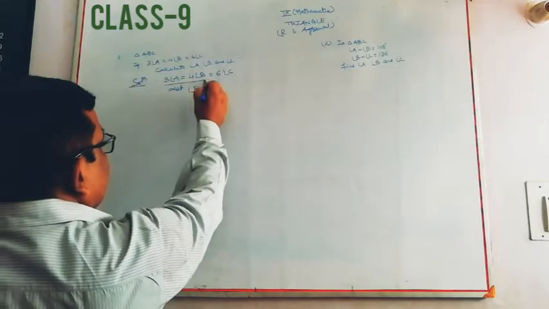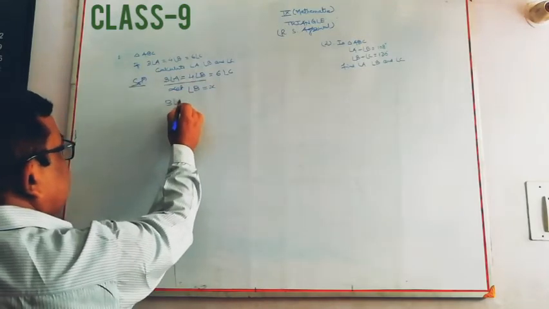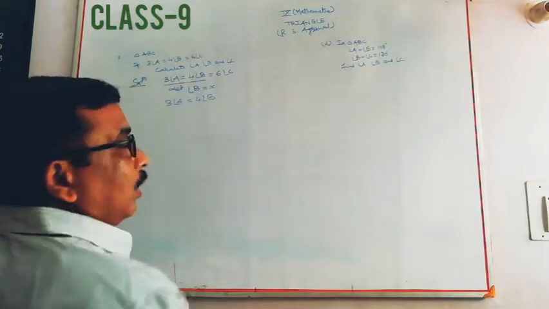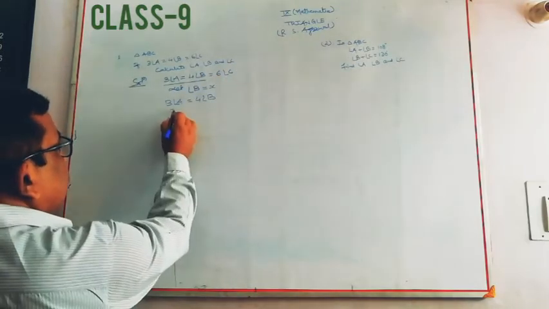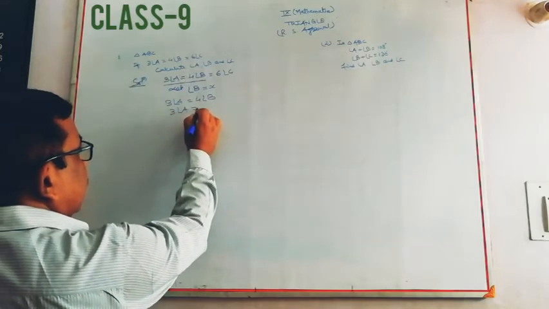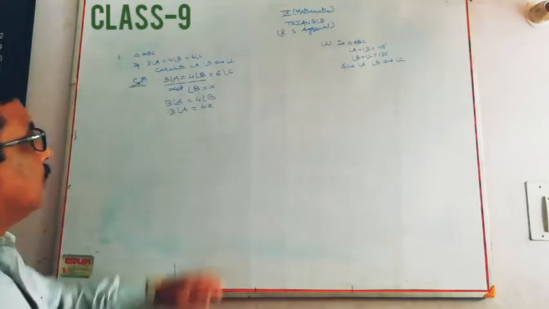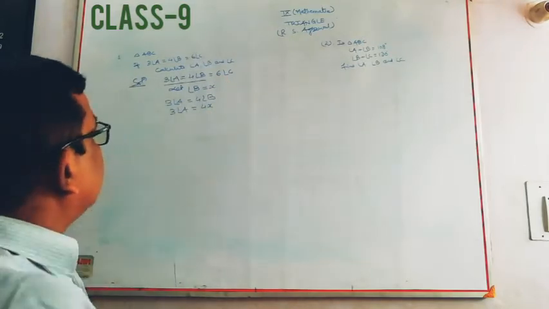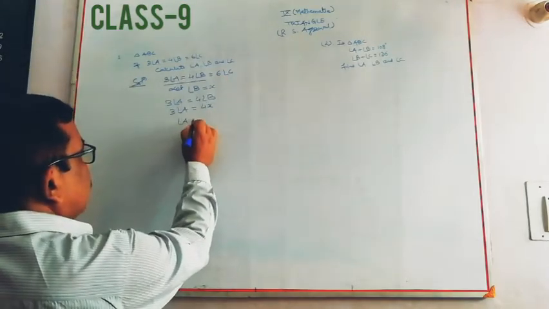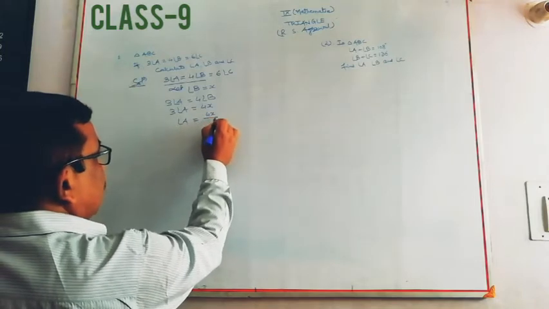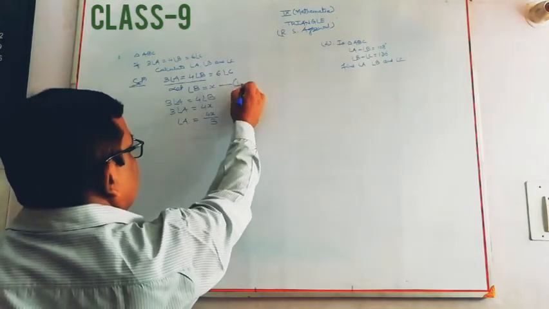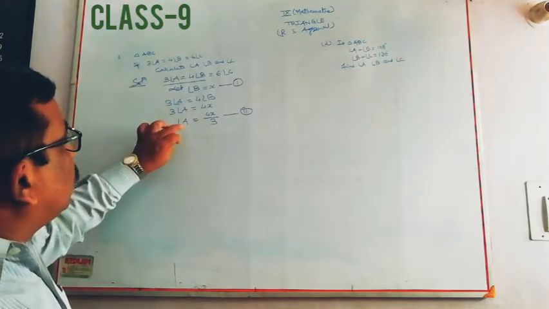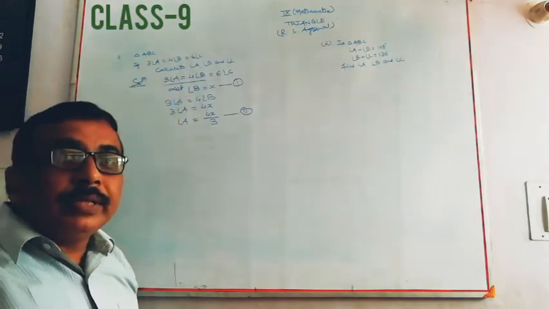Firstly, I write 3 angle A is equal to 4 angle B, why? Because these are equal. Then you write 3 angle A is equal to 4x. B is equal to x. So A is equal to 4x by 3. Numbering it 1 and 2. It means you find the value of A and B with x.